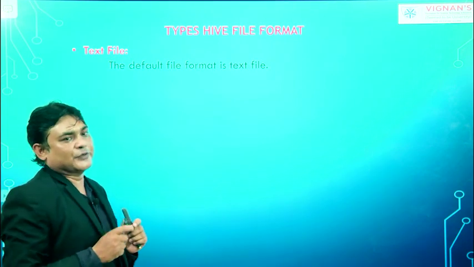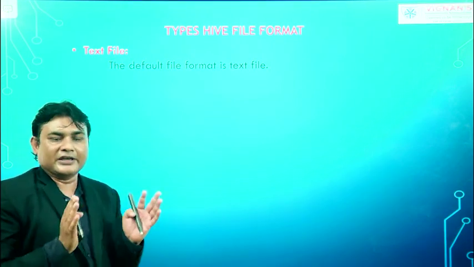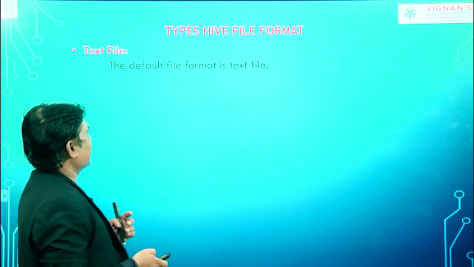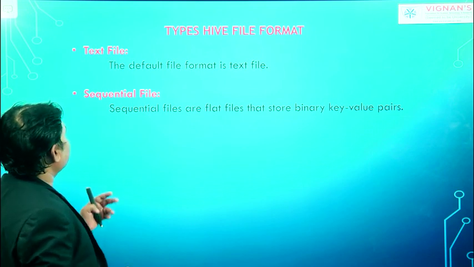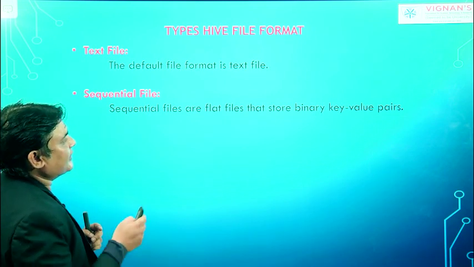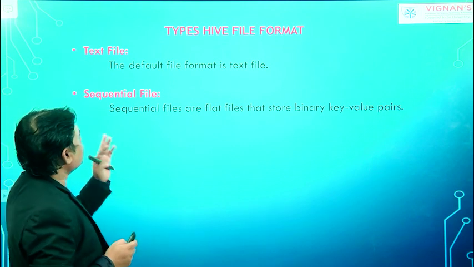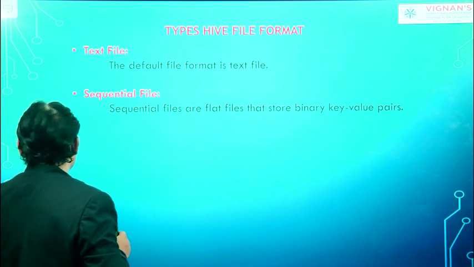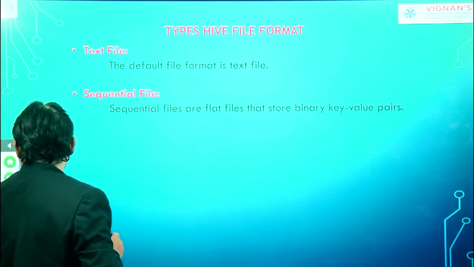Text file. If you are not going to specify any kind of format, by default it is going to take a text file format. Next we have the sequential file. Sequential files are files that store binary key value pairs. What is the meaning of a sequential file? Let me give some examples.